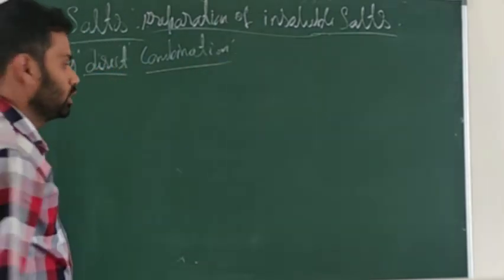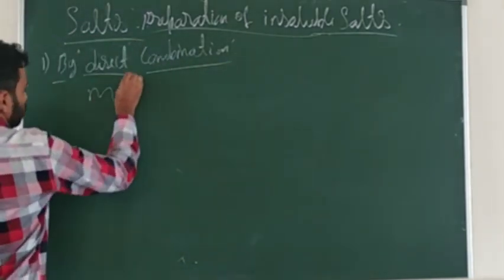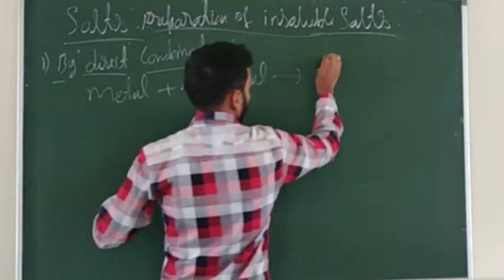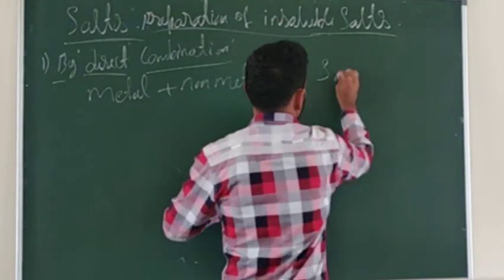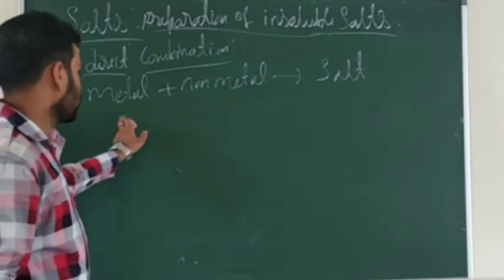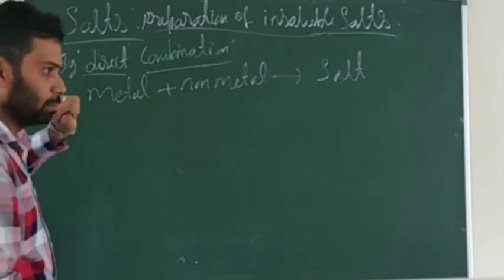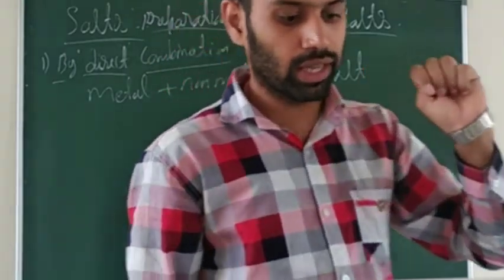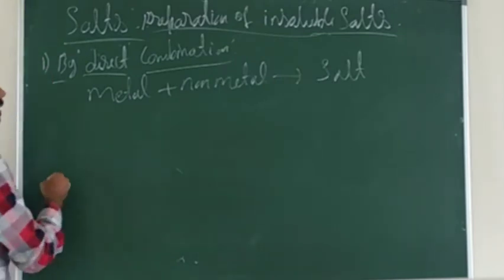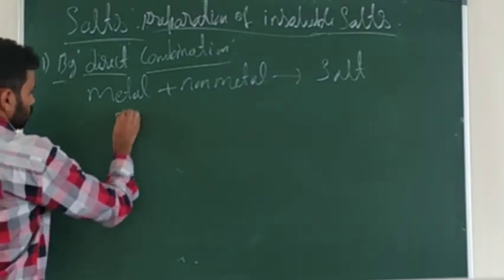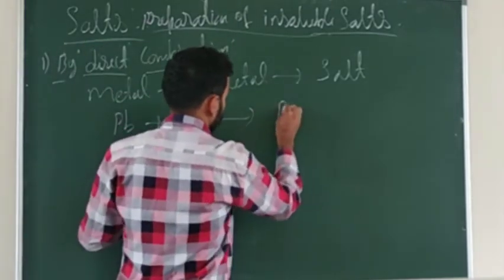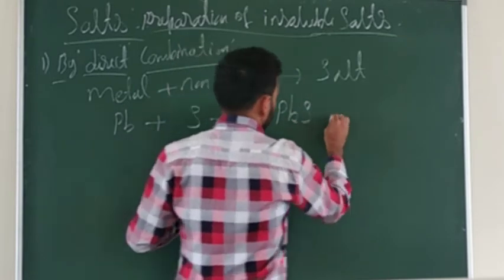Okay, so when a metal reacts with a non-metal, it will form a salt. Insoluble salts by direct combination. For example, take one metal, I will take lead. When lead reacts with sulfur, it forms lead sulfide. Lead is a metal, sulfur is the non-metal. So when these two react, they will form lead sulfide.